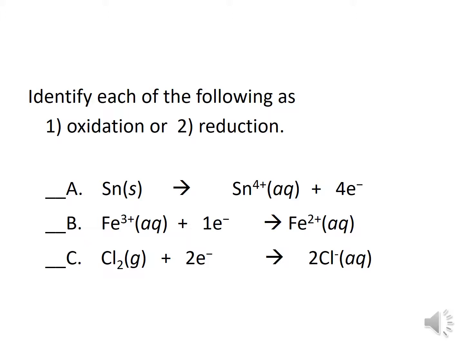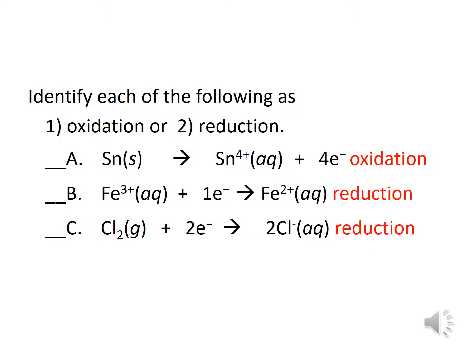If iron plus 3 gains 1 electron and becomes iron plus 2, we would say that's reduction, because reduction is gaining, OIL RIG. Likewise, if Cl2 gains 2 electrons to become 2 Cl minuses, that's also gaining electrons, so that's also reduction. Oxidation, reduction, reduction.